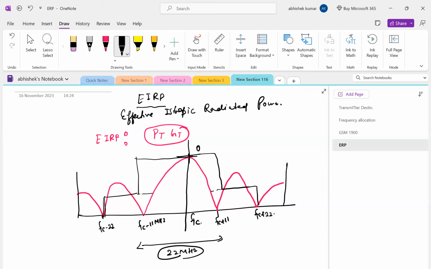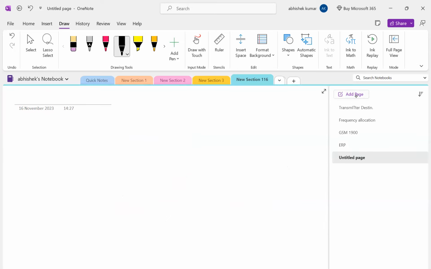These are just the basics of the bands and frequencies. We will now start with the transmitter: how the transmitter works and how we do the modulation and all those techniques in transmission.